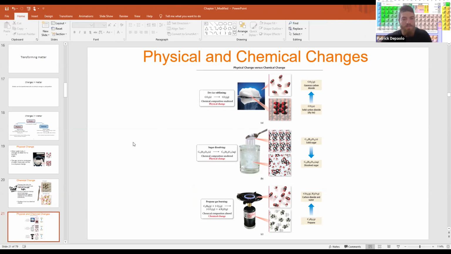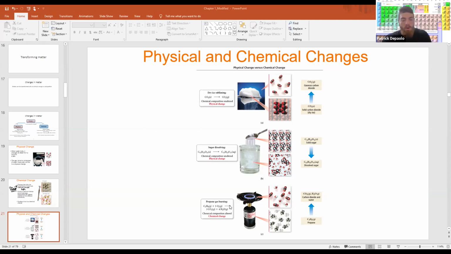So it's pretty cool. Sugar dissolving is a good example of a physical change because you're not changing the sugar at all. You're just changing the state of it. It's a solid before, and you are making it into a solution, a liquid solution, after.